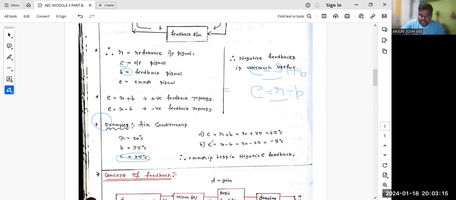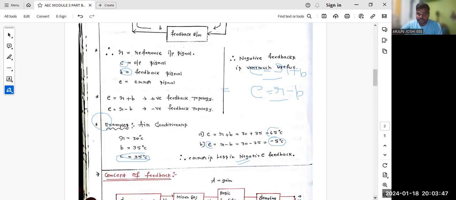So E is equal to R minus B. What is the value of R? 30 minus 35 is equal to minus 5. Compared to the previous value this is very low. So that's why we need to take negative feedback. Therefore, error is less in negative feedback. So this is how we need to understand feedback amplifiers. In feedback amplifiers, we have two types: positive feedback amplifier and negative feedback amplifier. Okay, now let's move on to the next topic.